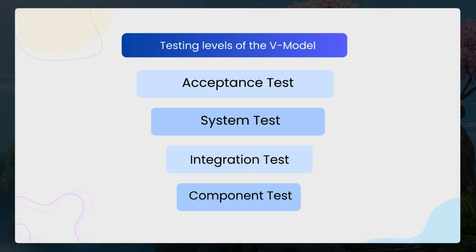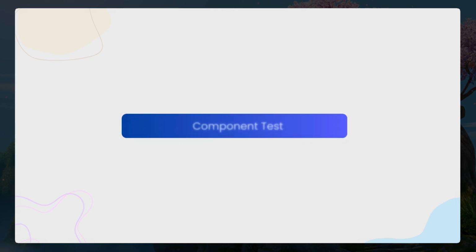Now we will discuss the testing levels of the V model. Here you can see the levels: acceptance test, system test, integration test, and component test. We will start from the bottom so that we can have a step-by-step understanding here. So at first, component test.